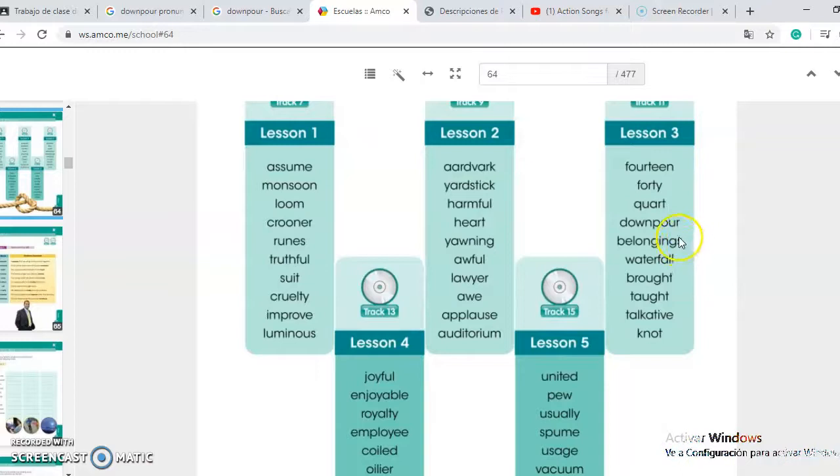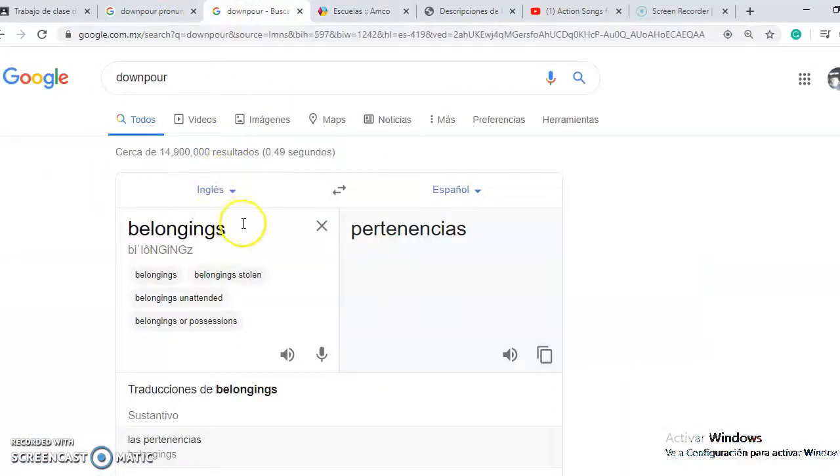Belongings. So I already have five out of the 10 words. Okay, belongings. I have another here. I'm going to write it. The next word is, which one is it? You tell me.